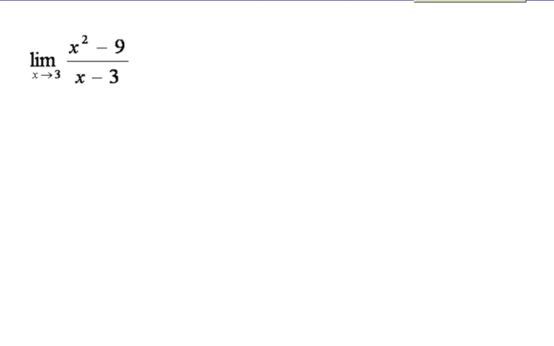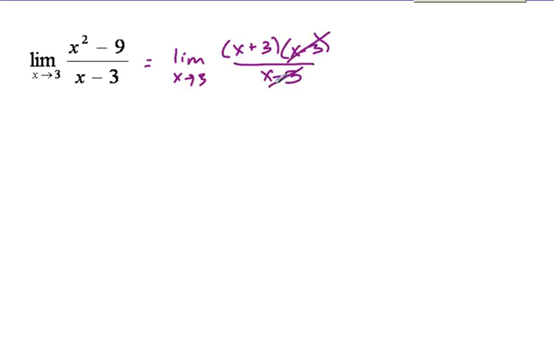Now, when we look at this particular example, hopefully you recognize immediately that you know how to do this without L'Hopital. So let's just quickly do it without. You should look at this and feel a burning desire to factor. So x plus 3, x minus 3, all over x minus 3. Those cancel. We can plug in 3. Our limit is 6.